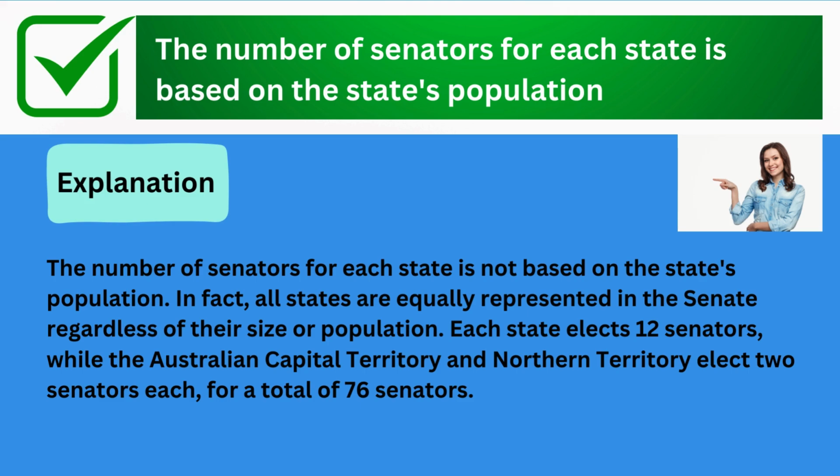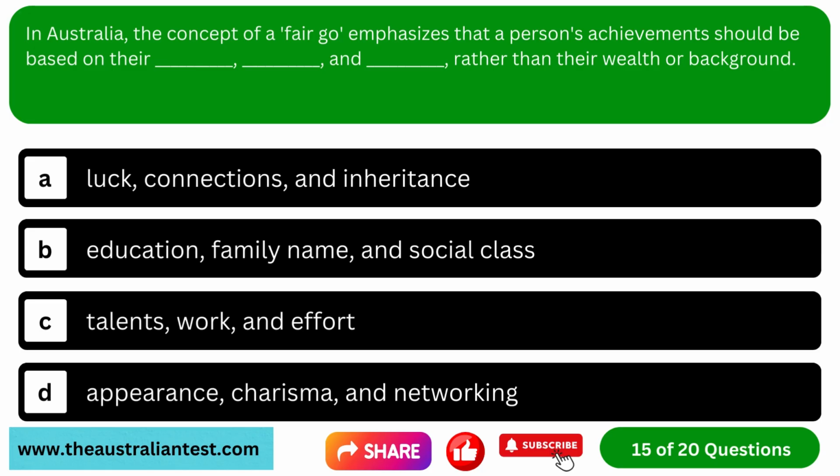The correct answer is the number of senators for each state is based on the state's population. Explanation: the number of senators for each state is not based on the state's population. In fact, all states are equally represented in the Senate regardless of their size or population. Each state elects 12 senators, while the Australian Capital Territory and Northern Territory elect 2 senators each, for a total of 76 senators.